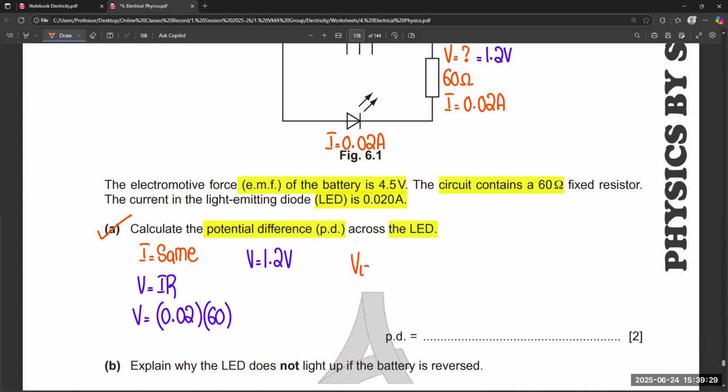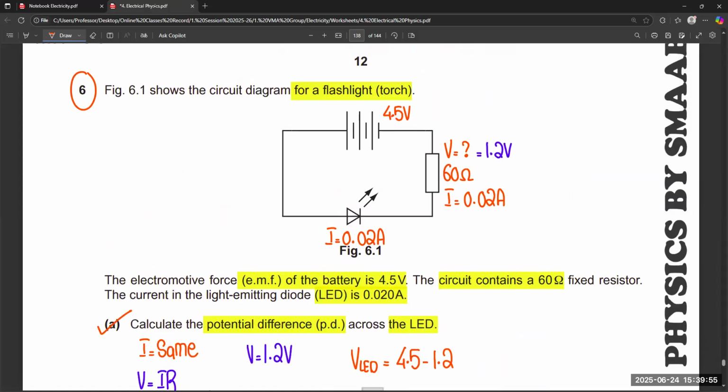So for the LED, 4.5 minus 1.2, 3.3. Because we have series combination.